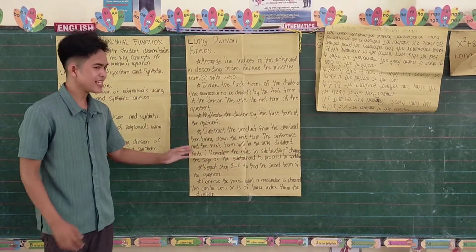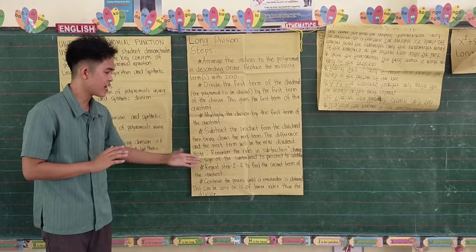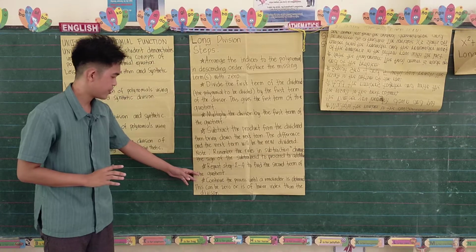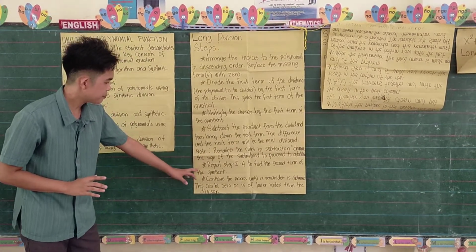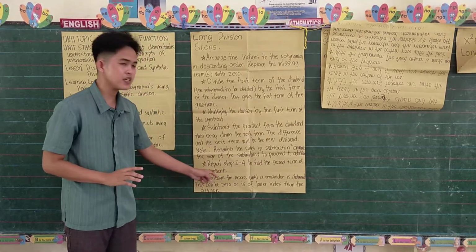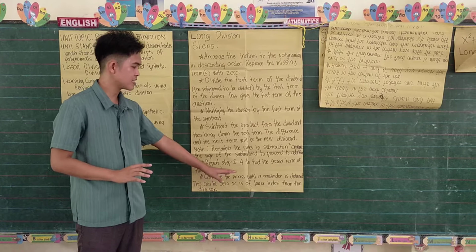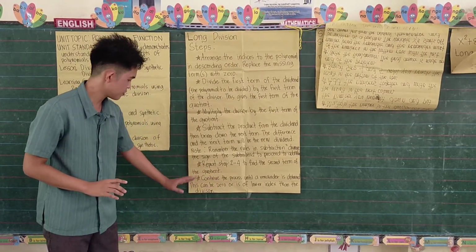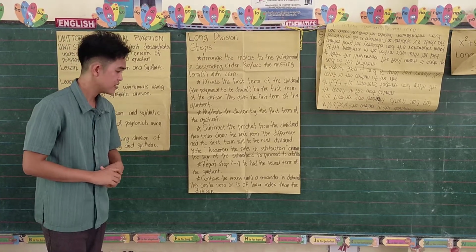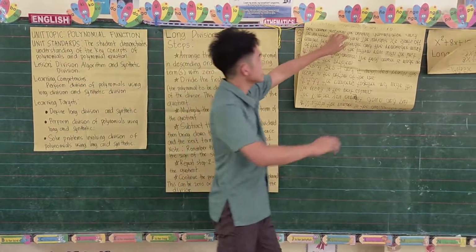Then, remember the rule in subtraction: change the sign of the subtrahend to proceed to addition. Then, repeat steps 2 to 4 to find the second term of the quotient. Then lastly, continue the process until the remainder is obtained. This can be 0 or lower than the degree of the divisor. So, how about the synthetic?